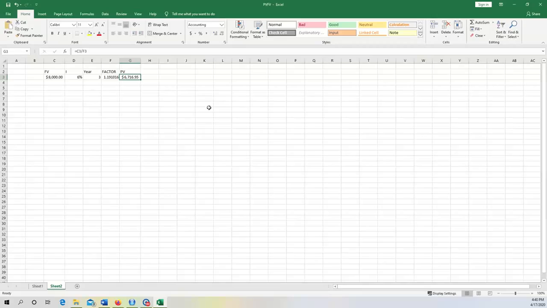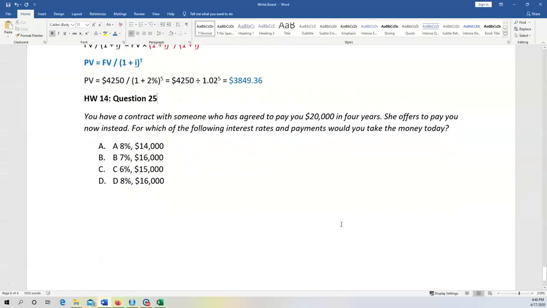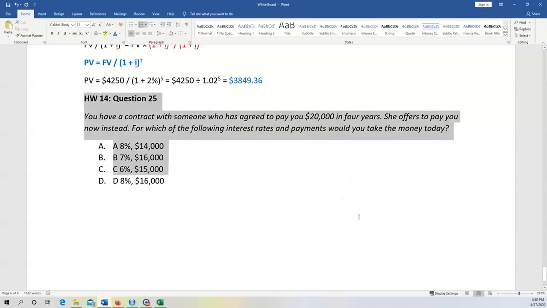So if you know the future value is $8,000, annual interest rate is 6%, and the money has been there for 3 years, the present value, that means the money 3 years ago, is $6,716.95. Okay, so finally, I want to talk about how to do question 25 in your homework number 14.